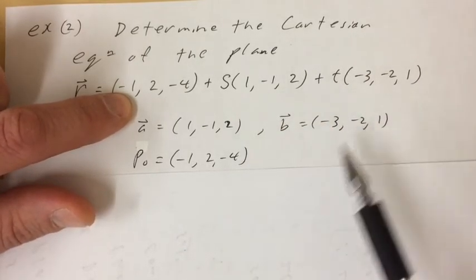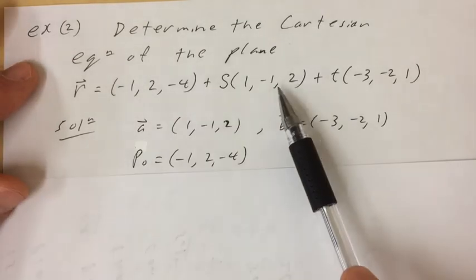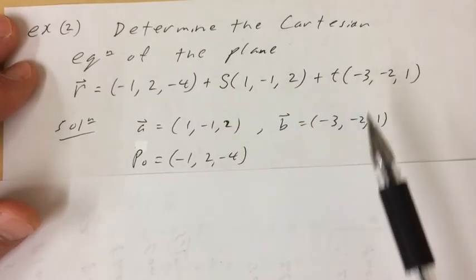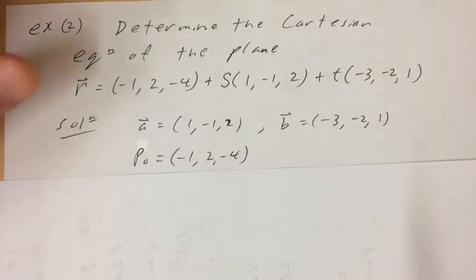Direction vectors from here. You need a normal vector. You don't need vectors parallel to the plane. You need a normal vector. So maybe now you might want to pause and think about how you're going to do this and try it.